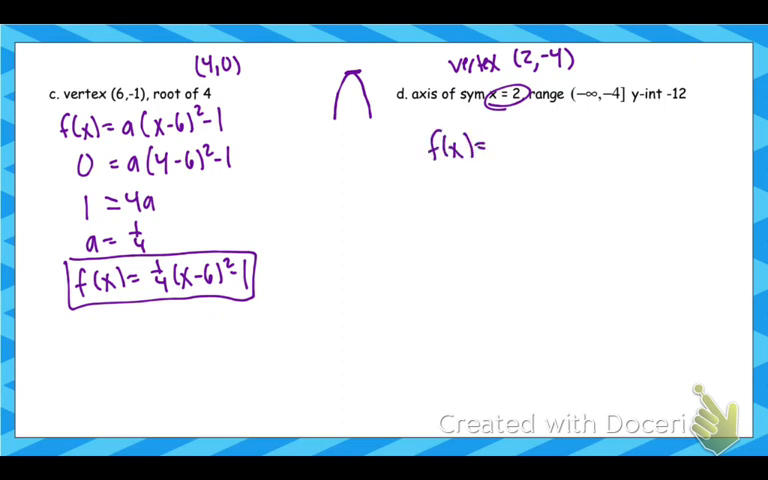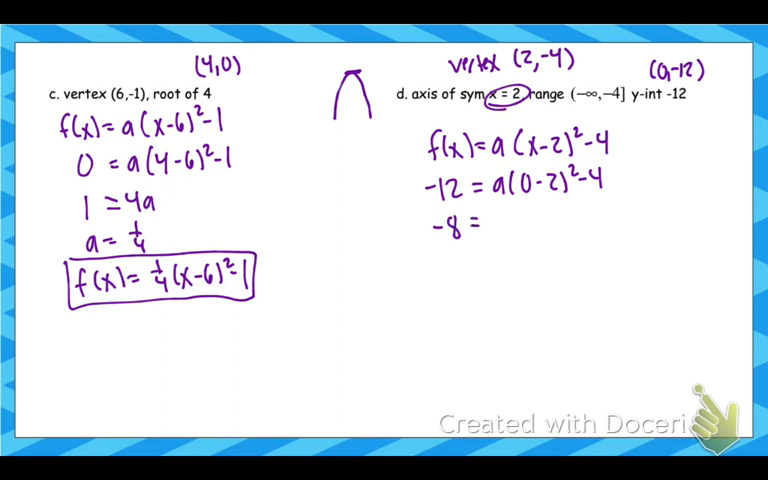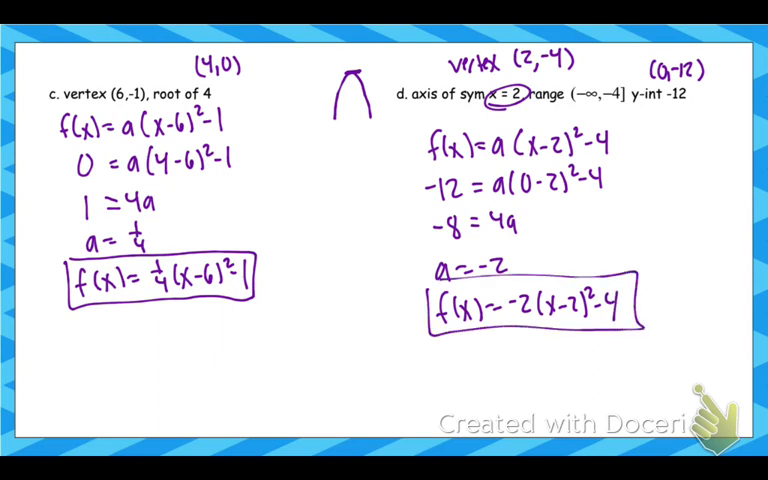So we can fill in the information that we know. And then, again, it doesn't give us another point. It does give us another point. It tells us the y-intercept. So that means that (0, -12) is a point on this graph. So I can fill that in and solve for a. Negative 2 squared is 4. So I get that a is equal to negative 2. And I'm done.